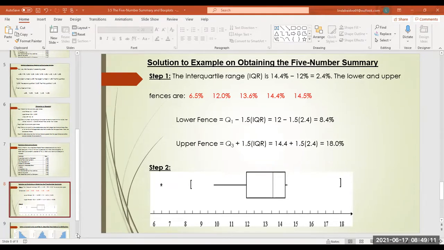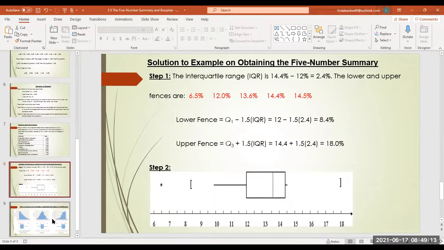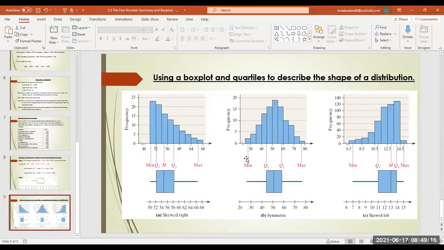All right, so now let's look at what I was referring to. Assuming that we had our data, based on the data, we draw our histogram, we got this, and we got another histogram and another histogram. If we were to draw box plots corresponding to these histograms, this would be the corresponding box plot for this histogram. This is the box plot for that histogram. This is the box plot for that histogram. We are going to use a box plot and quartiles to describe the shape of a distribution.